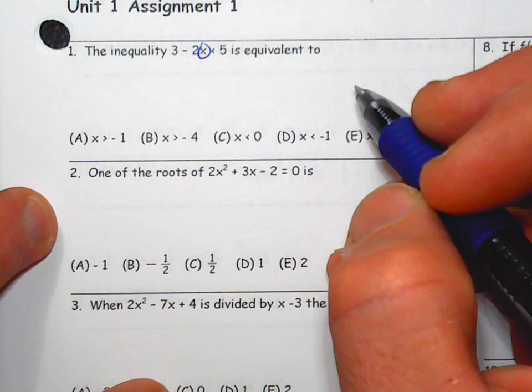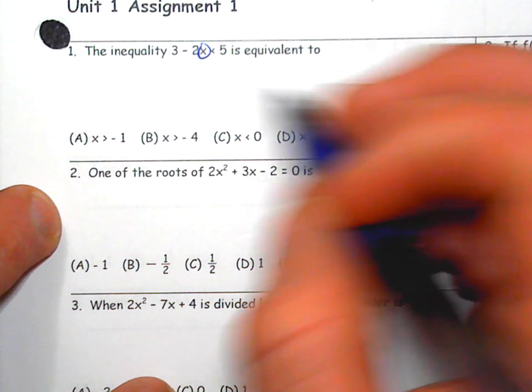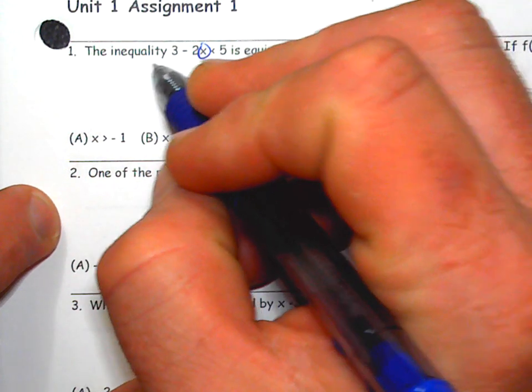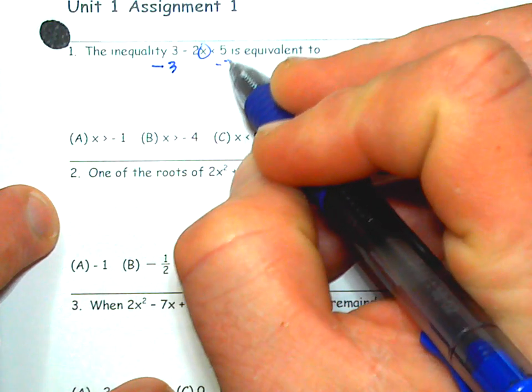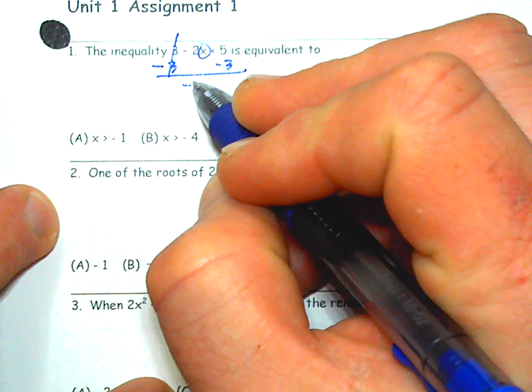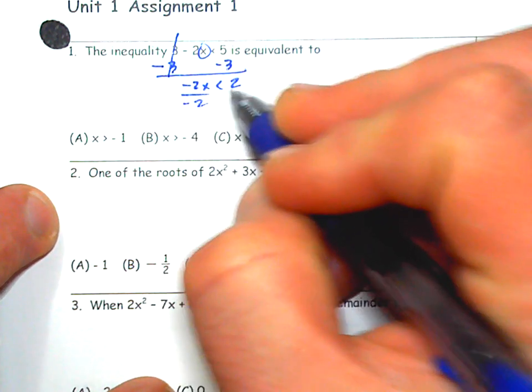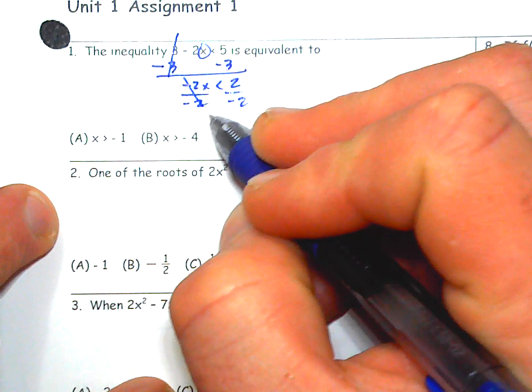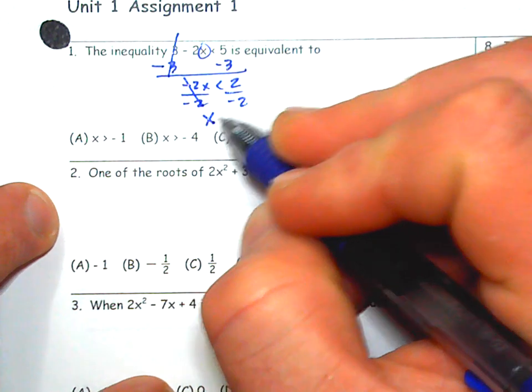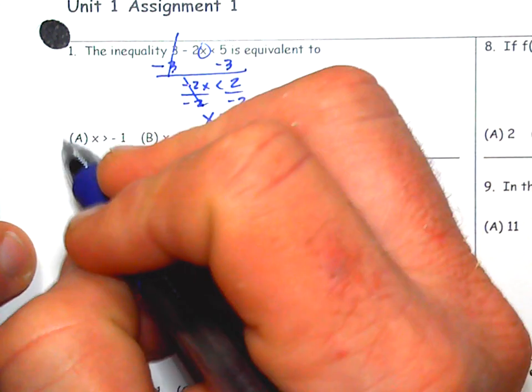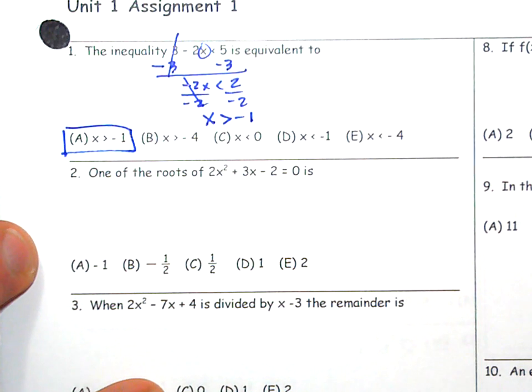We only guess if we have to, and that's on the AP test. On homework, you're not going to guess. So got to get the x by itself. This is just good work to show to not make little mistakes. Now you got to remember when you divide both sides of an inequality by a negative, you have to flip the sign. So the answer is A.